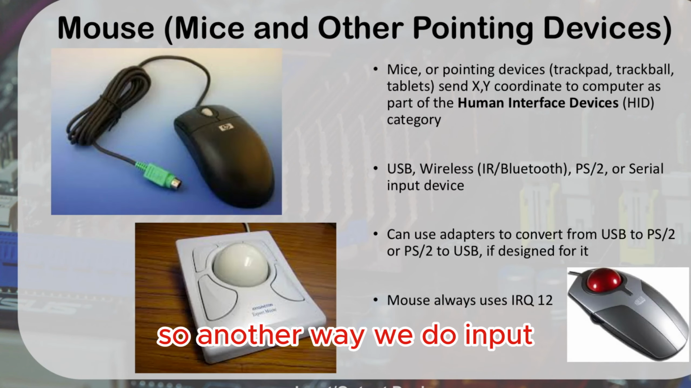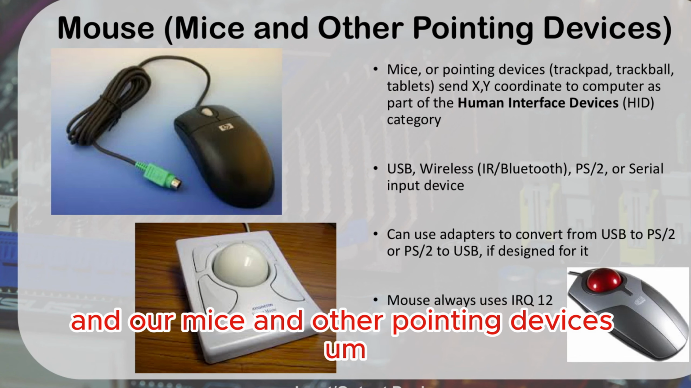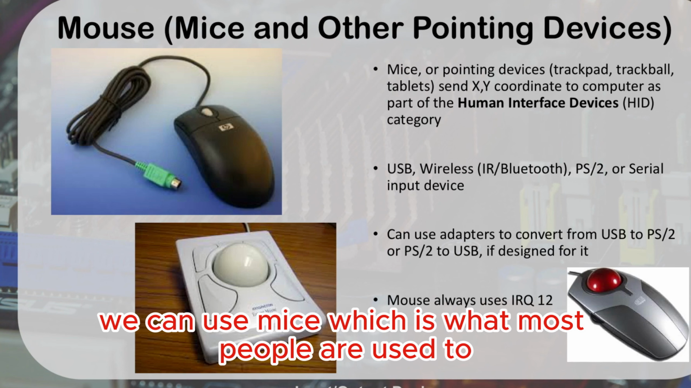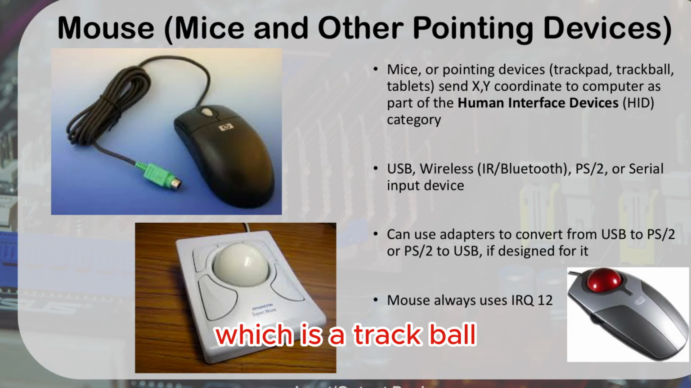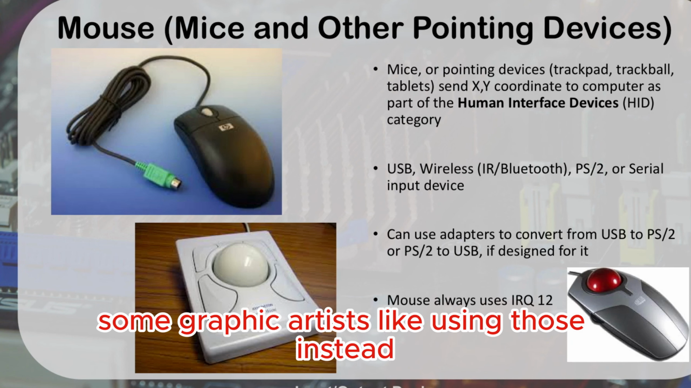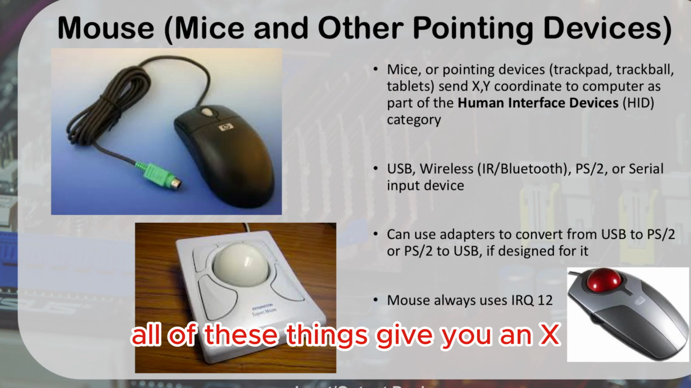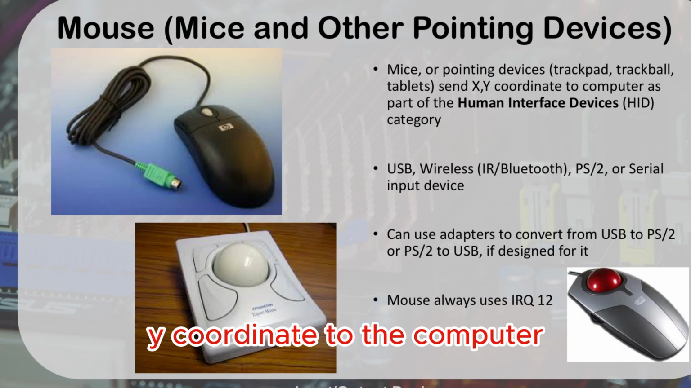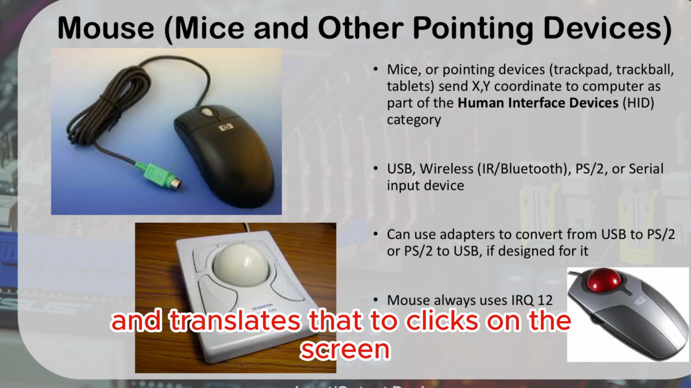So another way we do input, besides our keyboards, is our mice. For mice and other pointing devices, we can use mice, which is what most people are used to, as you can see here in the picture. But we also have things like the one at the bottom here, which is a trackball. Some graphic artists like using those instead. You also have things like tablets. All of these things give an XY coordinate to the computer so it knows where you're pointing and translates that to clicks on the screen.